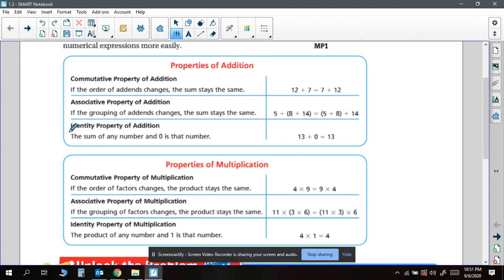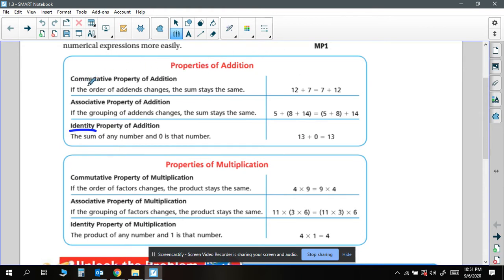And the last one then is your identity property of addition. The sum of any number and 0 is that number. I think that's probably one of the easiest ones. You already know 13 plus 0 is 13. 180 plus 0 is 180. That's the identity property. And gang, for these, you just kind of have to memorize which properties go with what.